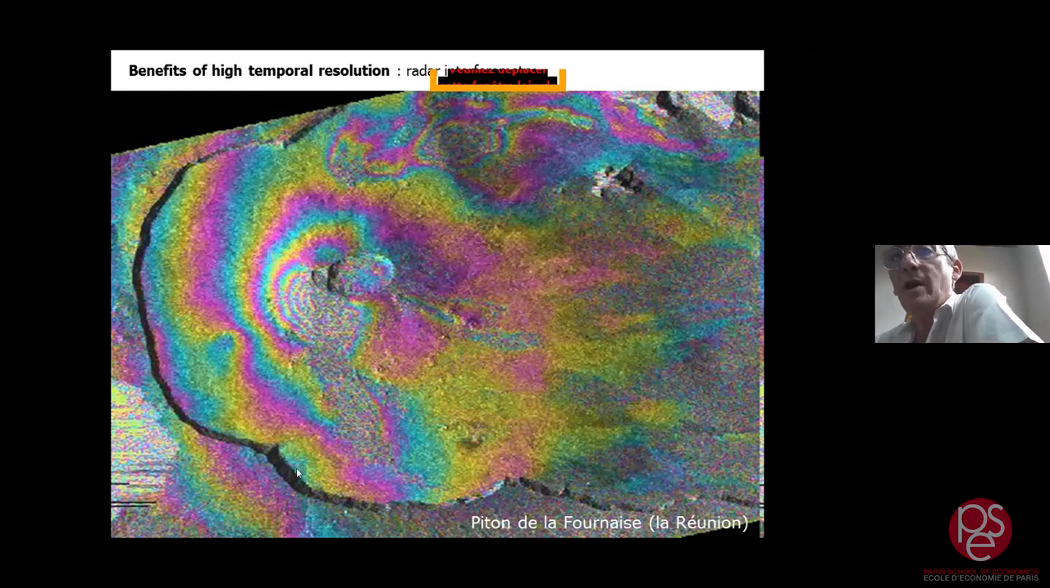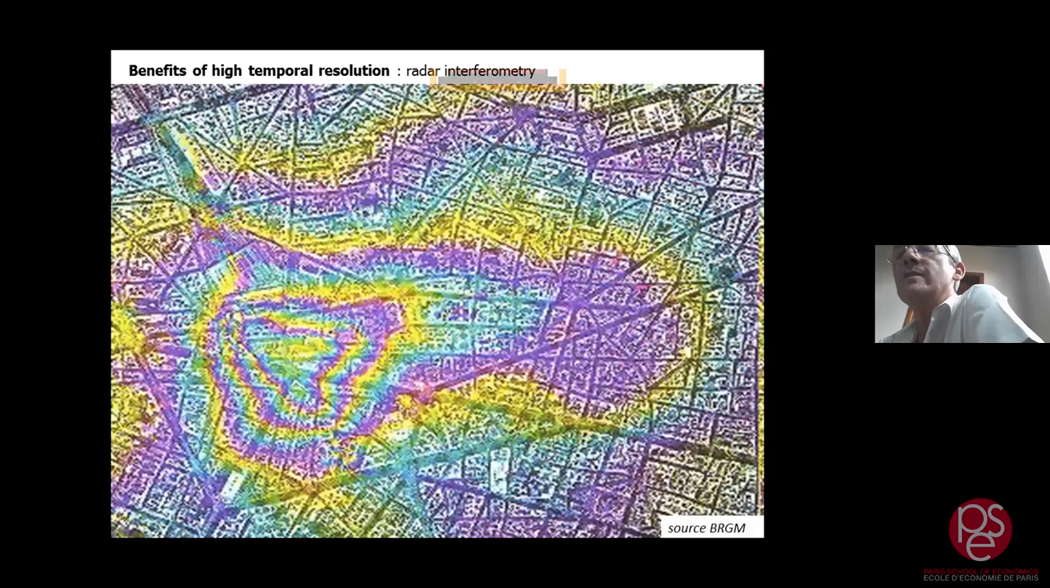So between 2 dates, we have here the Piton de la Fournaise, which is the main volcano at La Réunion Island. And we can see here a very intense deformation, which is an indicator of a near future eruption. And here, this is the subsidence that happened a few years ago in Paris, due to the construction of the last underground line, the metro line. Every fringe is about 3 centimeters of subsidence.